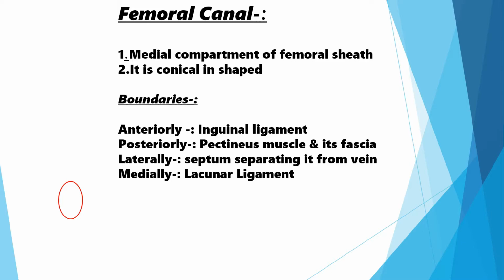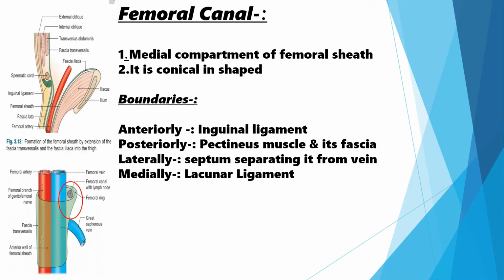Let's see what is the femoral canal. The femoral canal is the medial compartment of the femoral sheath, which is conical in shape. Here you can see the red circled part of the femoral canal in the femoral sheath containing this lymphatic node which we have shown in the last slide, and it is bounded anteriorly by the inguinal ligament, posteriorly by the pectineus muscle and its fascia, laterally by a septum separating it from the vein. So here is this septum separating it from the vein, and medially by the lacunar ligament.